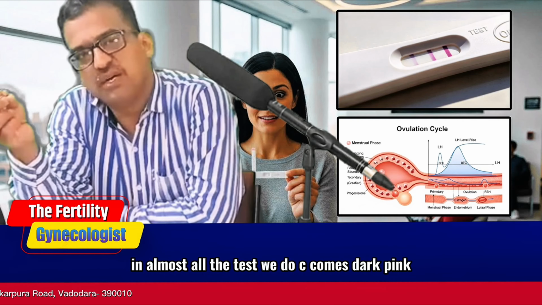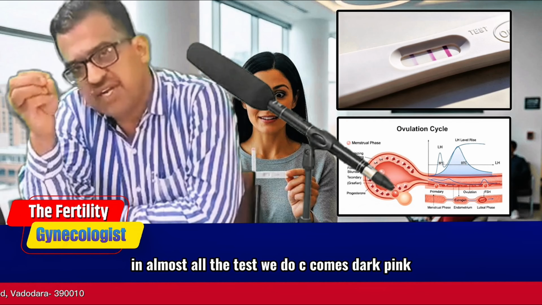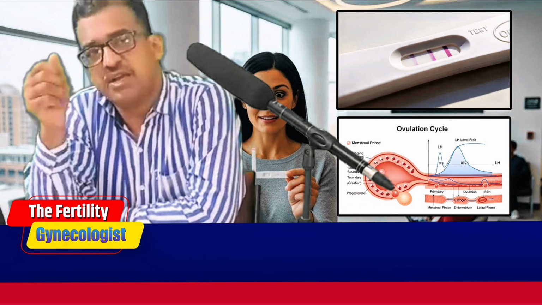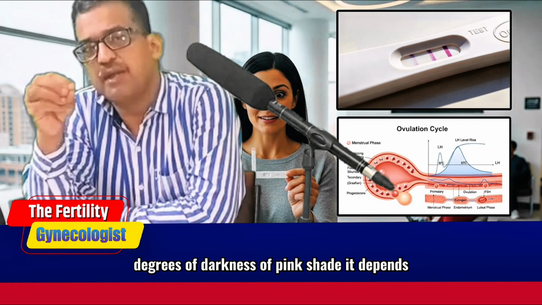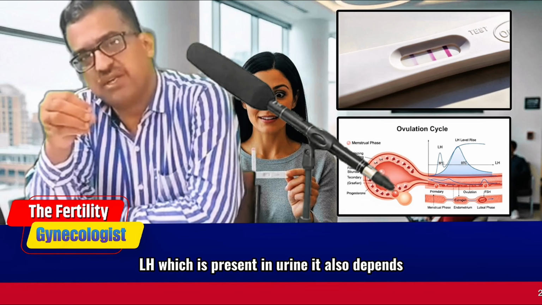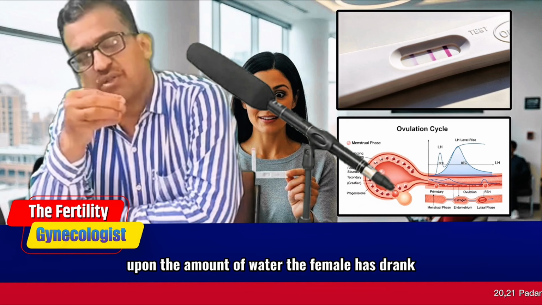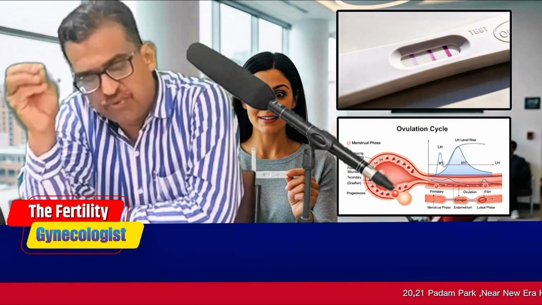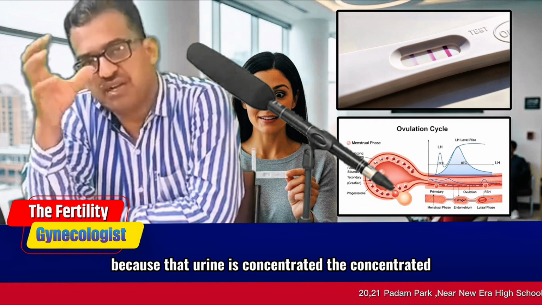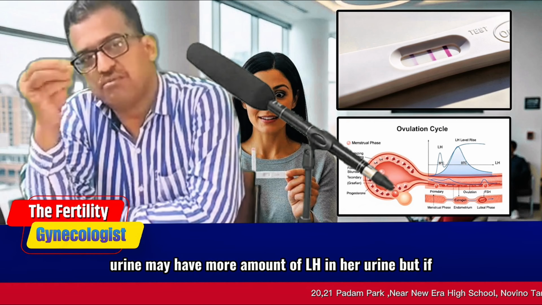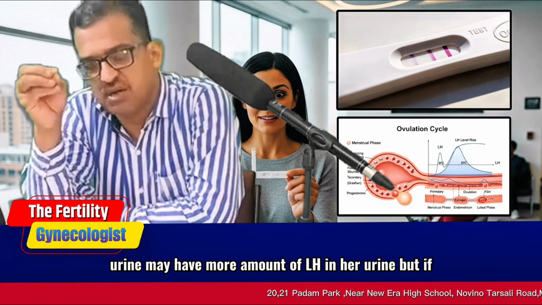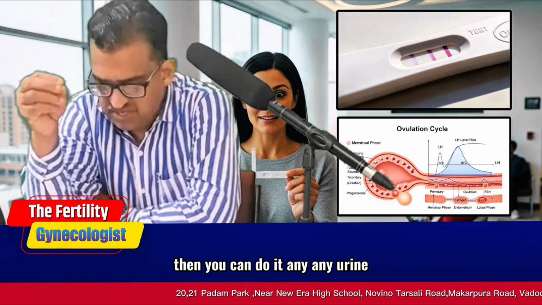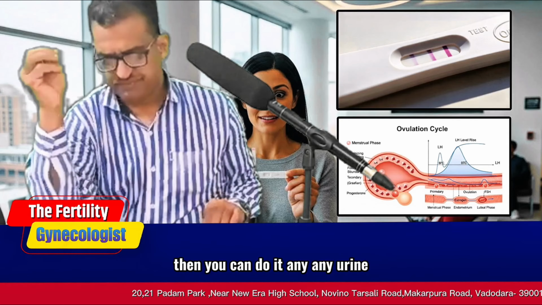In almost all the tests we do, C comes dark pink, but T comes in variable degrees of darkness of pink shade. It depends upon the amount of LH present in urine. It also depends upon the amount of water the female has drunk. Ideally, in an ideal world, it should be done on the first urine of the day, because that urine is concentrated. The concentrated urine may have more LH. But if it is not practical, then you can do it with any urine.